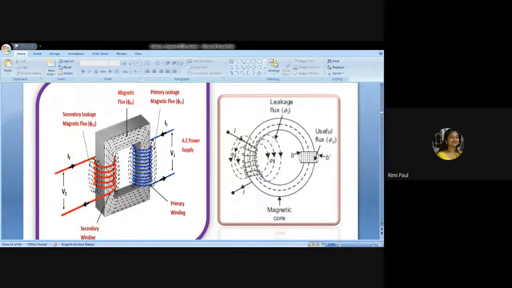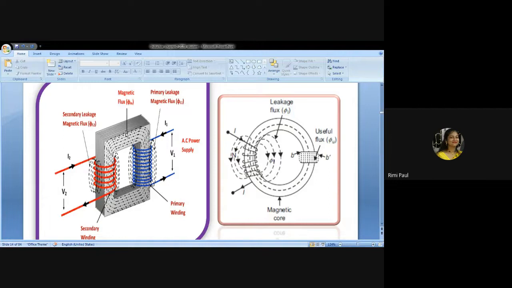You can see here that if I consider this transformer, this is a supply, this is a primary winding, and due to this alternating voltage supply, alternating current will flow, and due to this alternating current, the flux will be produced here, and this flux will flow through this magnetic path, and this flux is now linked with this secondary coil. Due to this linking of the secondary coil, induced EMF will be generated here, and if a load is connected, then current will flow.